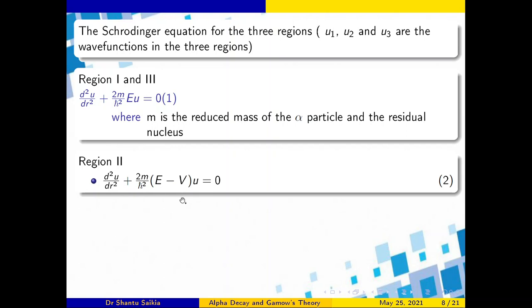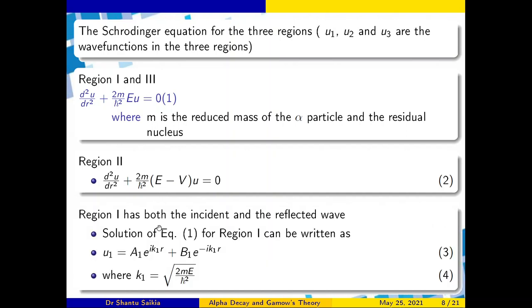For region 2, where this finite potential is there, we can write down the Schrodinger's equation as d2u dr square plus 2m by h cross square (E minus V) u is equal to 0. Region 1 has both incident and reflected waves. The solution for equation 1 for region 1 can be written as this. This is from the theory of differential equations, the solution of a second order differential equation, where K1 is equal to root over 2mE by h cross square. These are the wave vectors, where E is the energy of the alpha particle.